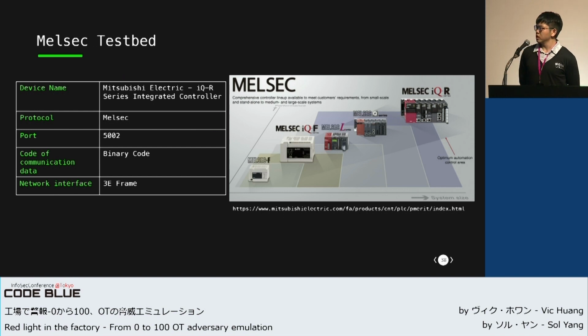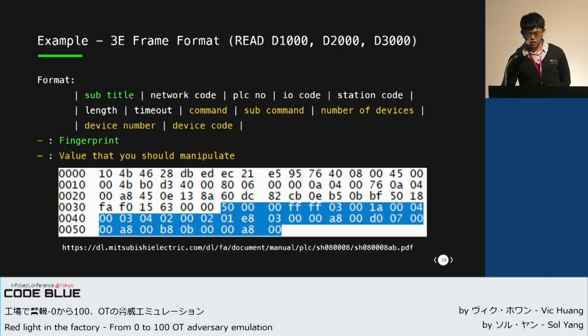Now we introduce another case base. It is a Mitsubishi Electric device. On the right side of the slide is the official website. This is the product diagram from the official website. From left to right, the product functions go from the least to the most complete. And the device we use is the IQ-R series. And the protocol in it is Melsec.